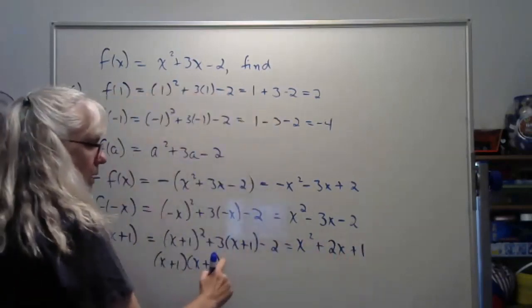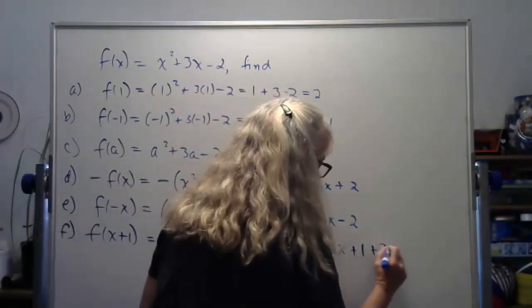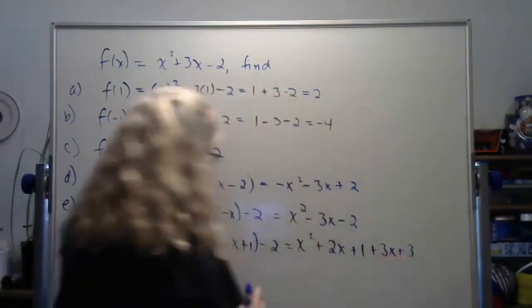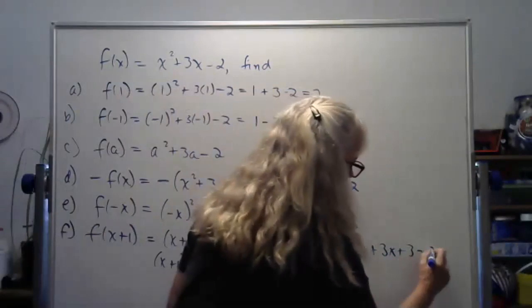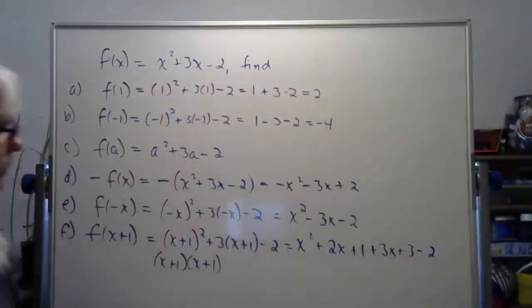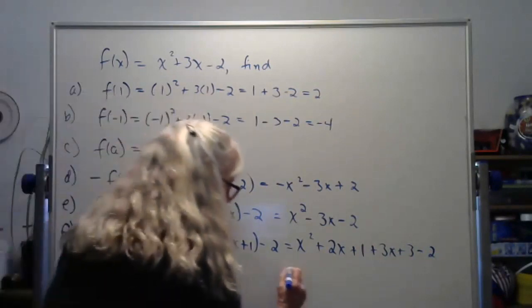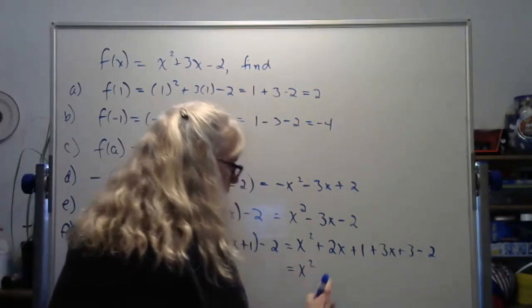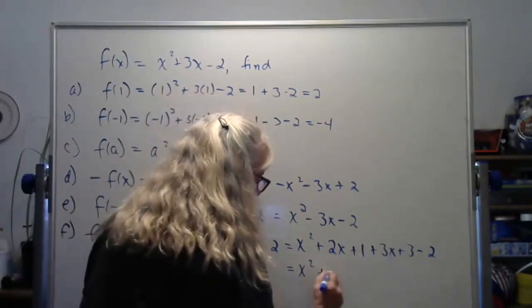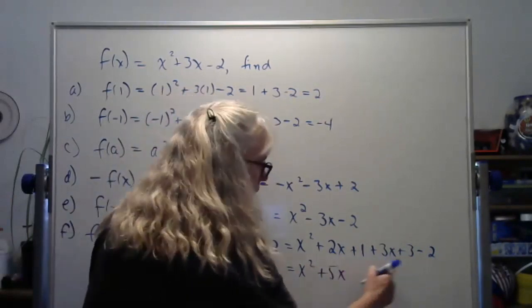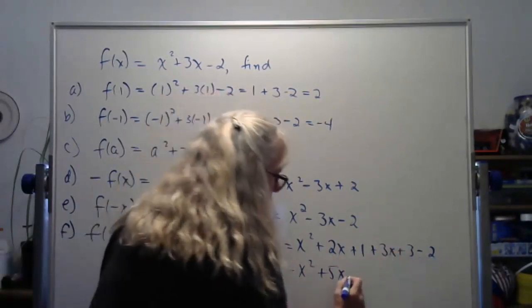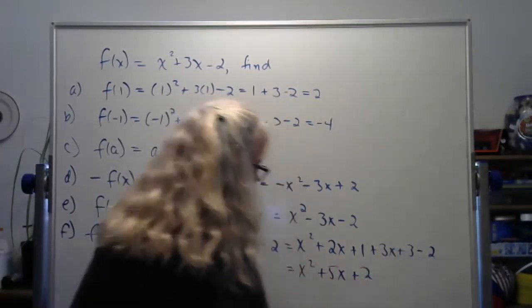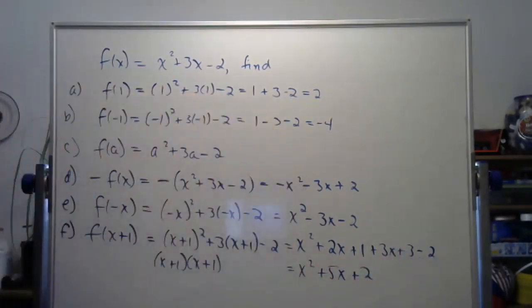Now I'm going to distribute my 3. So I'll have plus 3x plus 3. And then I have a minus 2 at the end of it. And now we can collect like terms and call it good. So I'll have x squared. I have a 2x and a 3x. That's going to give me 5x. A 1 plus a 3 minus 2. So that's 4 minus 2, which is positive 2. So when it's all said and done, I end up with x squared plus 5x plus 2.